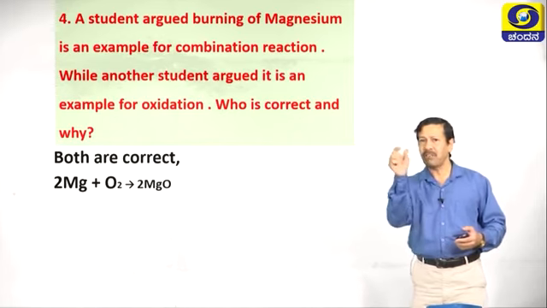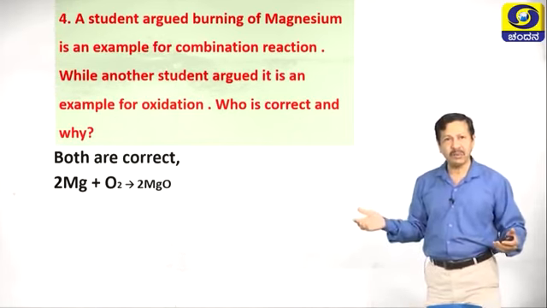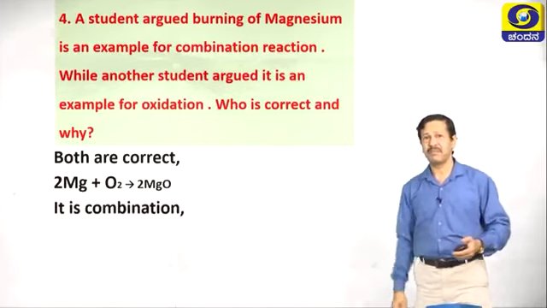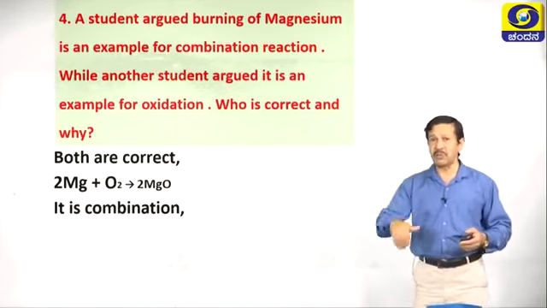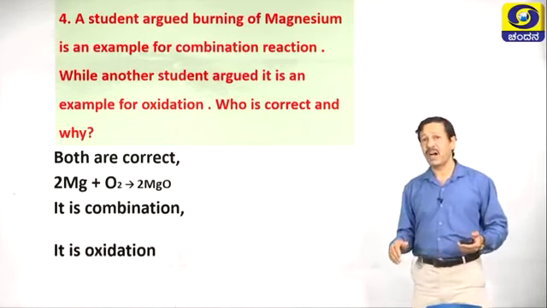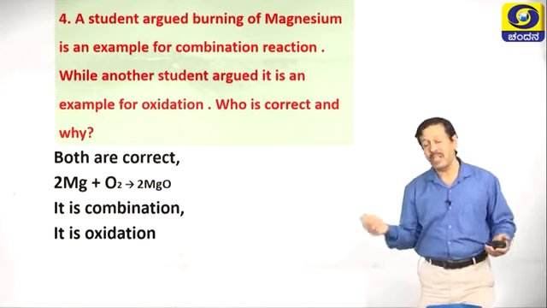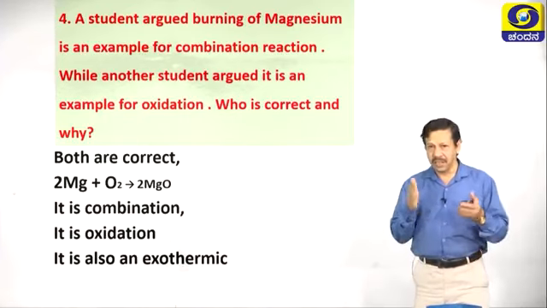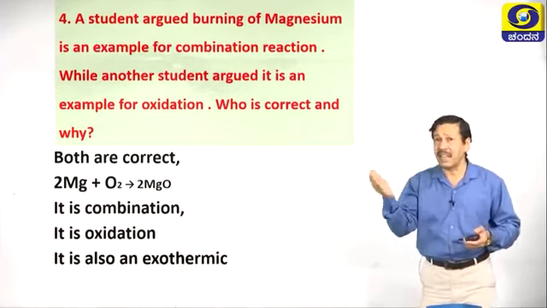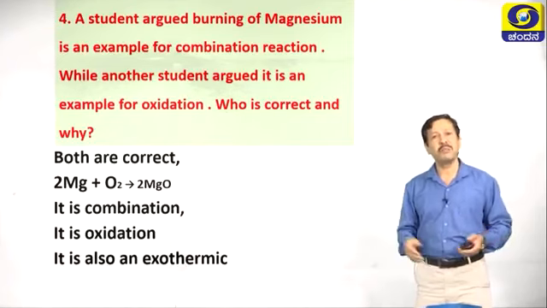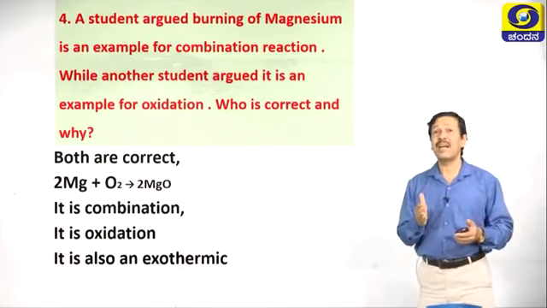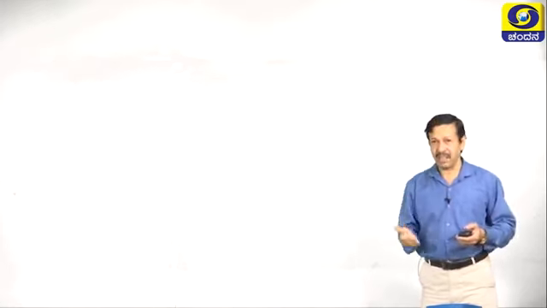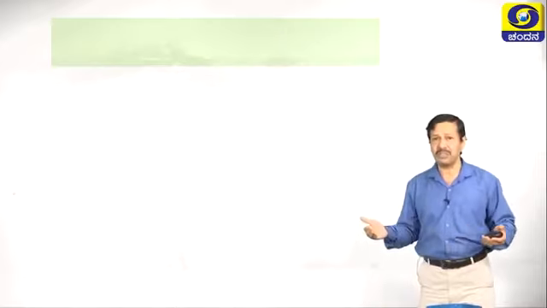Two reactants combine to form a single product. Then a student argued it is an example of combination. This is right. It is combination. Another student argued it is oxidation because of addition of oxygen. So, he is also correct. One more option. What happens here? During the reaction, large amount of heat as well as light is produced, hence it is exothermic also. Thus, we can analyze the question and come to conclusion. These are little bit thinking, HOT, higher order thinking questions.